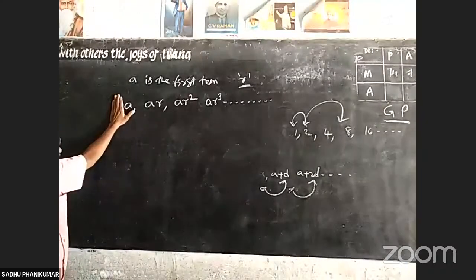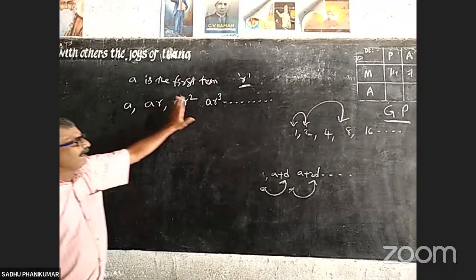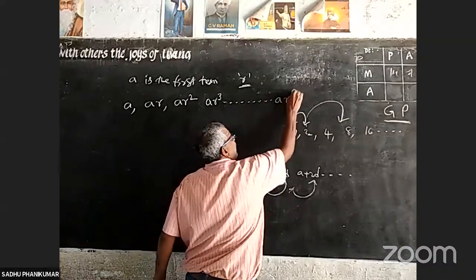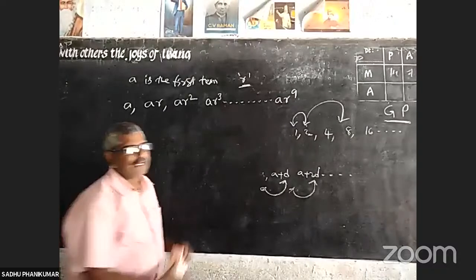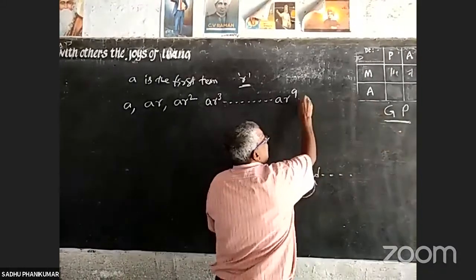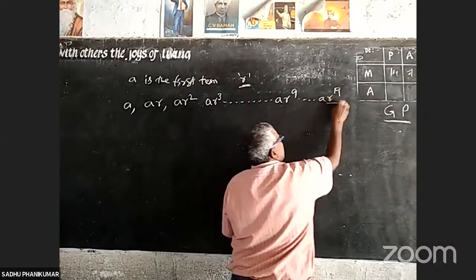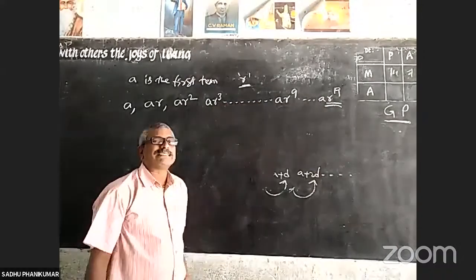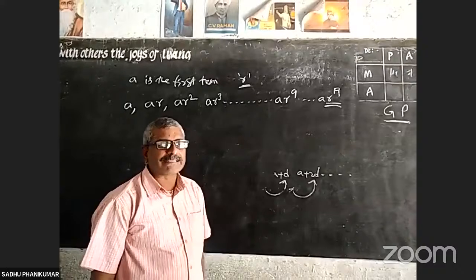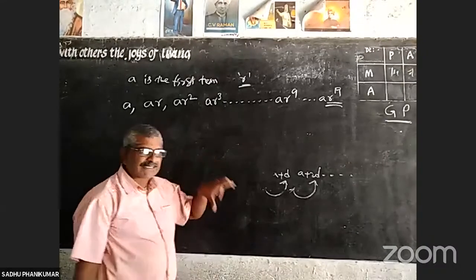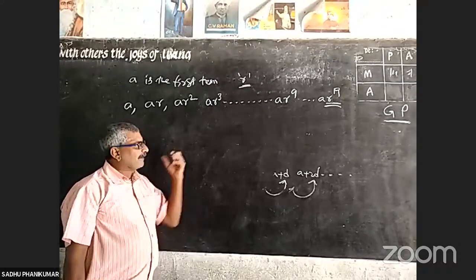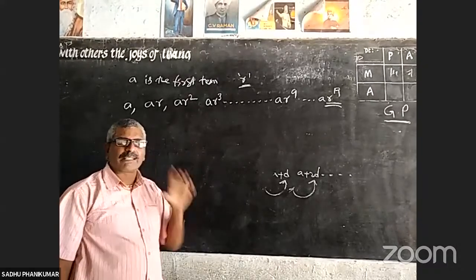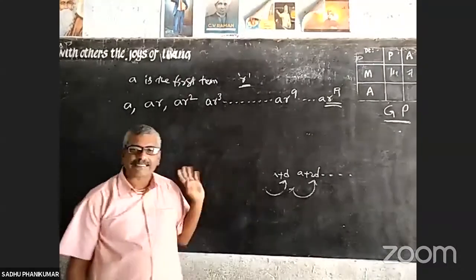Multiplying A with R gives AR, then AR square, AR cube. In the 10th term, it is AR power 9. In the 20th term, what will I say? AR power 19. In this form, it is the general form of a geometric progression. In a sequence of numbers, if every term is obtained by multiplying its previous term with a fixed number, that is called a geometric progression.